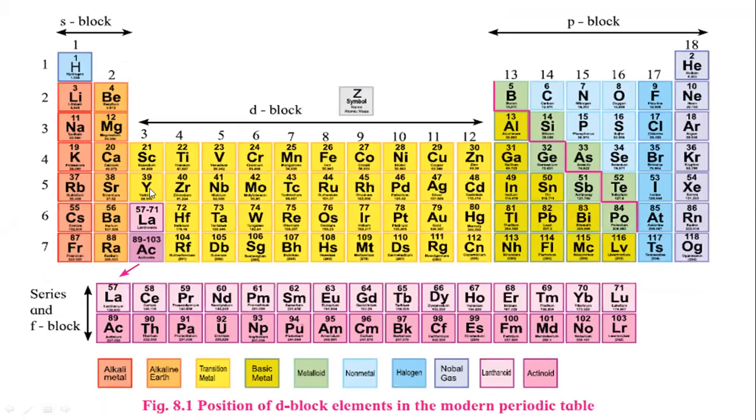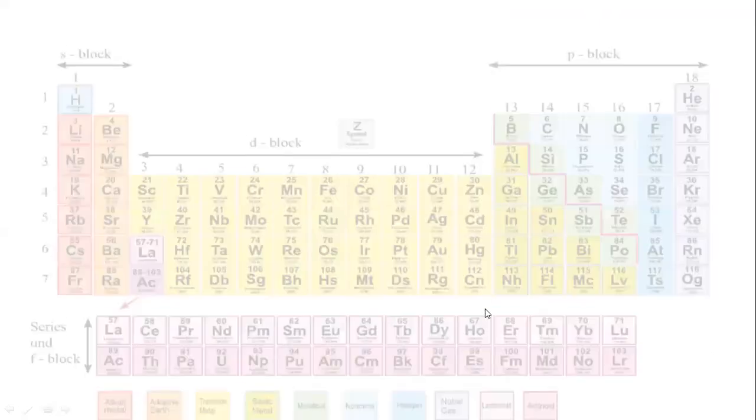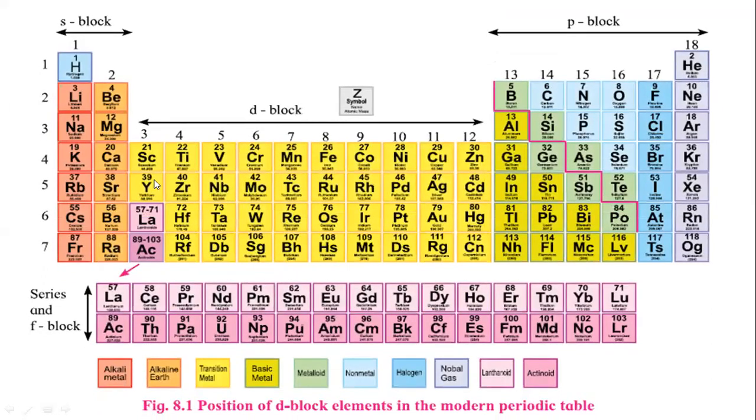Next series is the 4d series because electron enters in 4d. From yttrium, atomic number 39, to cadmium, atomic number 48. I will show this yttrium. See, yttrium is atomic number 39 and it ends with atomic number 48. Last element is cadmium. Then 3d is completed, 4d is completed.